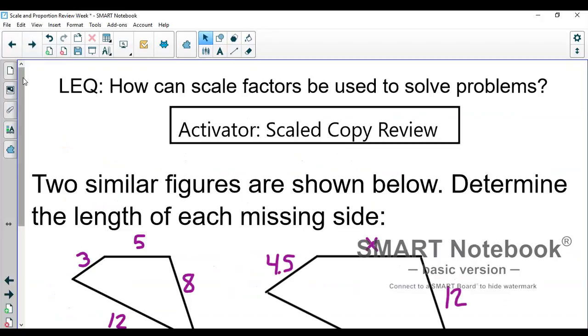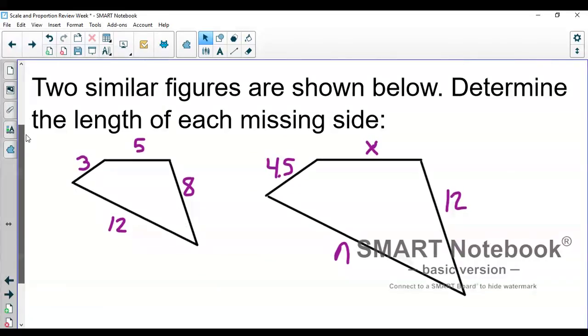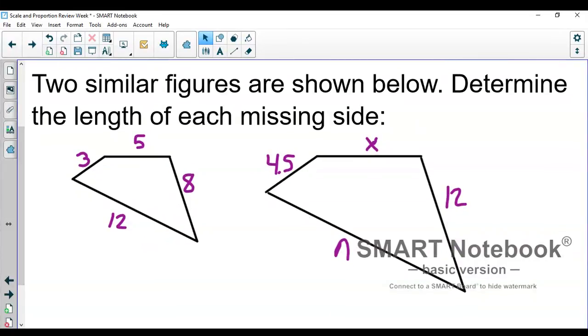Okay, today's LEQ is how can scale factors be used to solve problems? In today's activator, we're going to be working on those scaled copies. So the first thing that you need to do right now is check out your paper, because under the activating box, you have this drawing already given to you. And in this problem, you see that we're missing 2 different sides. You have to find the X and the N. Pause the tape and do that right now.